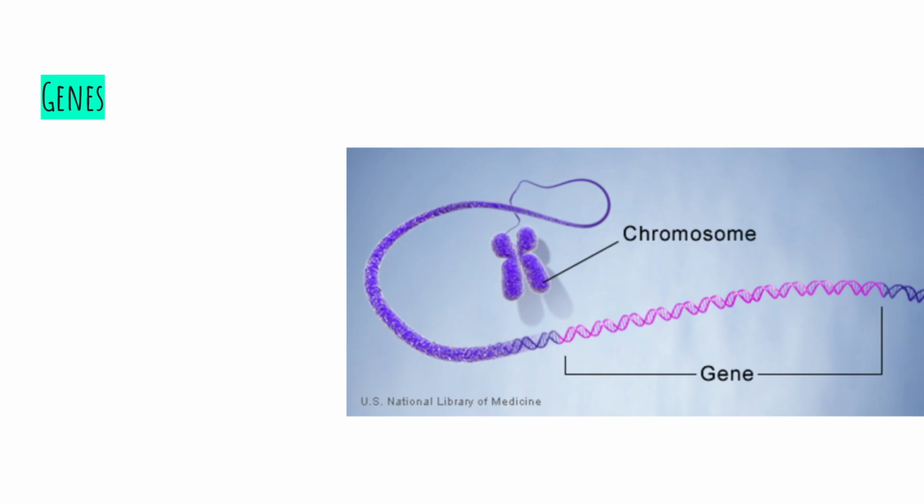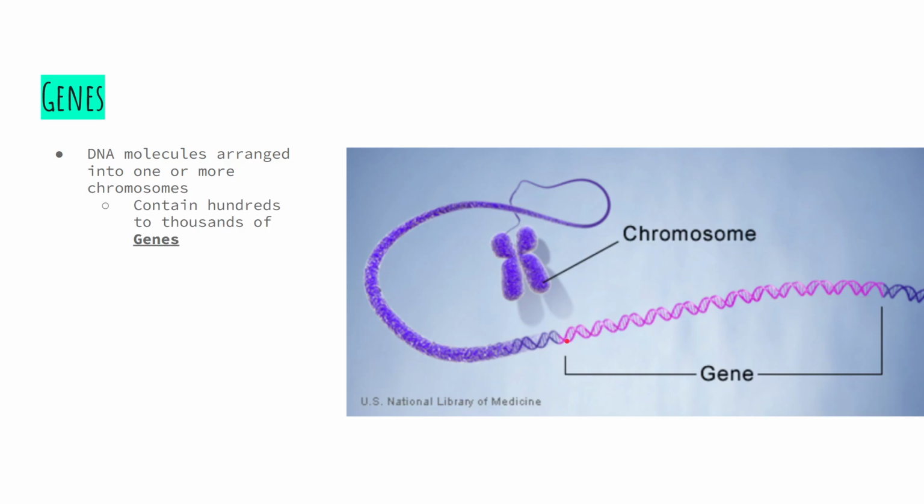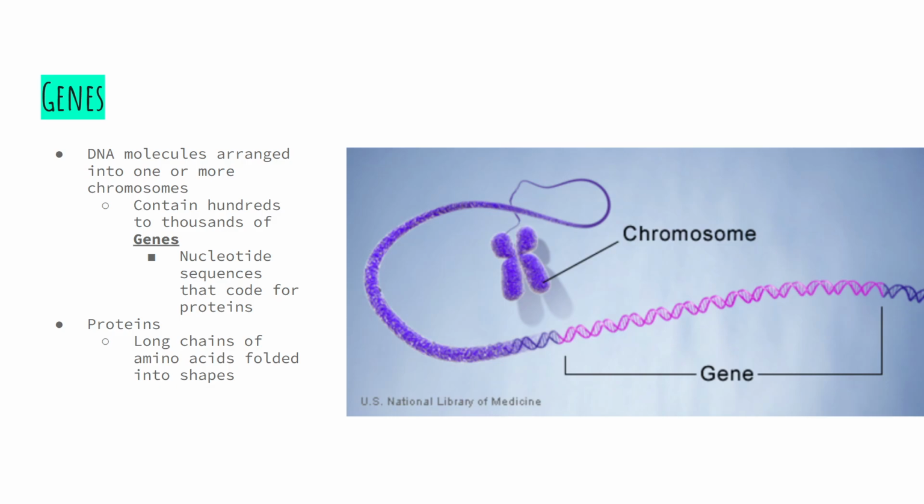Moving back onto genes. So DNA molecules are arranged into one or more chromosomes. Humans, I should say, how many do we have? And you should be able to say exactly how many pairs a typical healthy human should have. So a gene is a section of this chromosome. Within a chromosome, you will get hundreds to thousands of these genes. These are the nucleotide sequences that code for proteins. Proteins are long chains of amino acids that are folded into shapes. This shape gives them their structure and their function.